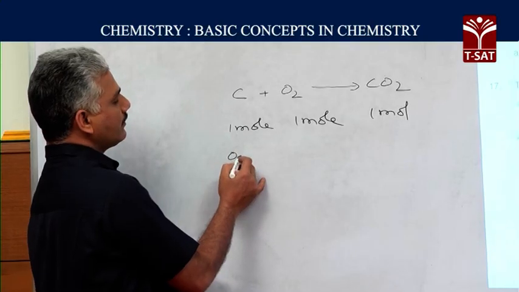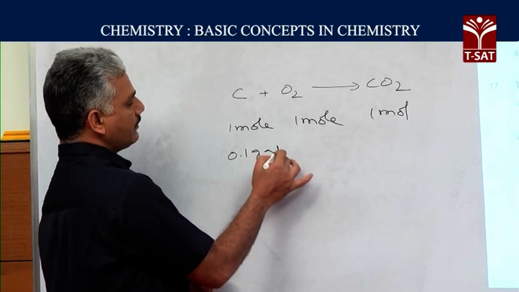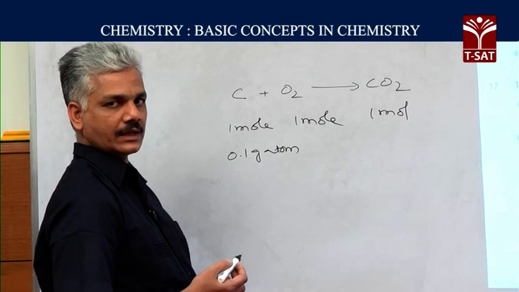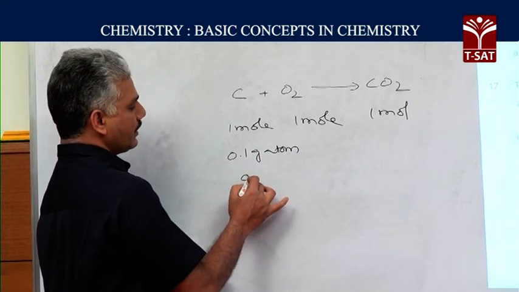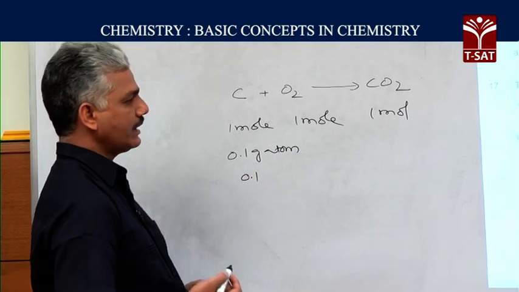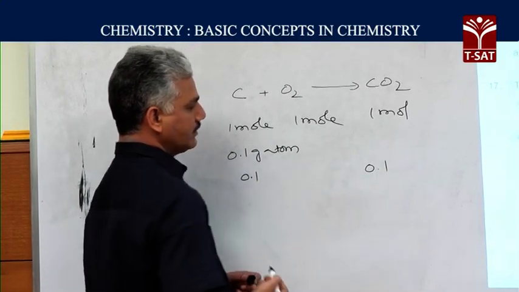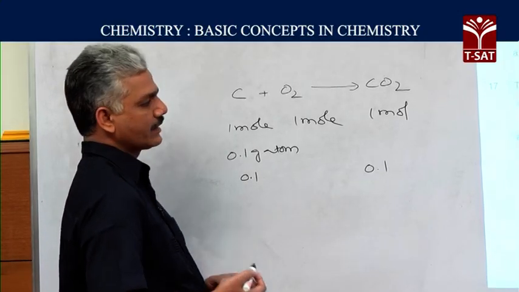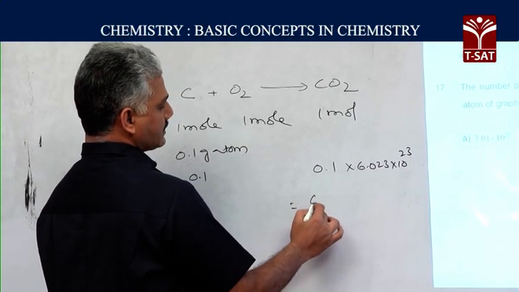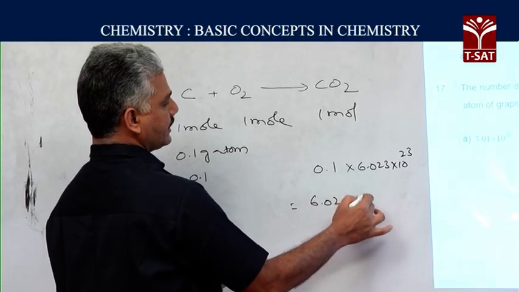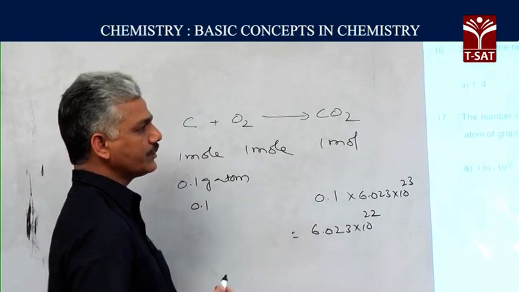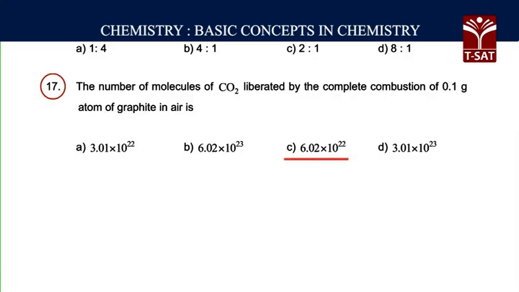In the given problem, 0.1 gram atom of graphite is taken. That means indirectly 0.1 moles of carbon is reacting. Therefore, quantity of carbon dioxide formed is also 0.1 moles. So, finally, the answer comes out to 6.023 into 10 power 22. Nearest answer can be taken as the third one, C. So, for this 17th question, correct option is C.